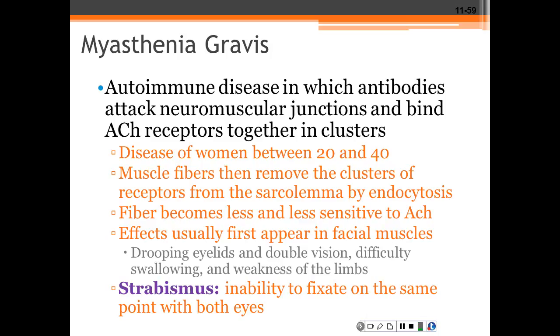The effects usually appear first in the facial muscles, where you have a drooping of the face, drooping of the eyes. They may have double vision, difficulty swallowing, and of course weakness of the limbs. And of course inability to fixate on the same point with both of the eyes, and that's called strabismus. Strabismus, sorry.